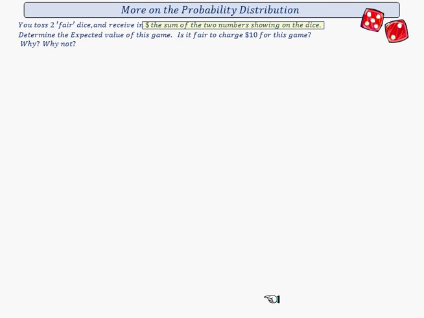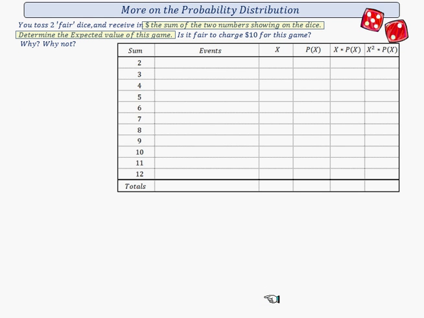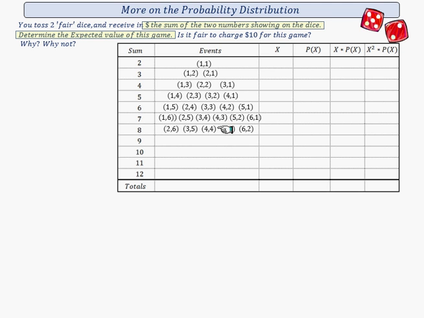Now we're going to look at the notion of tossing two fair dice. We want to know what the expected value is if we receive in dollars the amount showing in the sum of the two dice. So look here, to get the sum of 2, it's 1, 1. 3 is 1, 2, 2, 1, and so on. Now feel free to pause the screen and follow along in the handout.